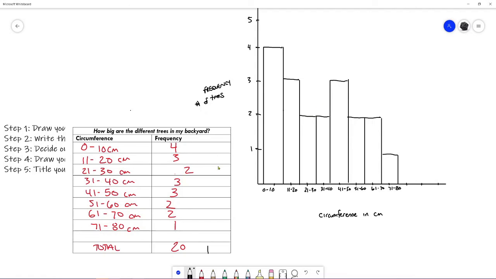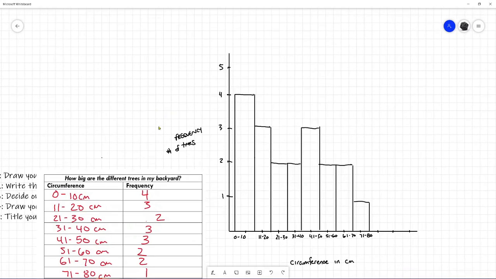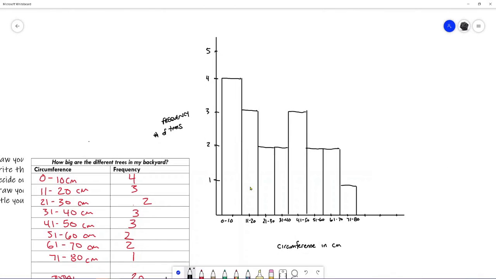So there you go. You can see all of my bars are roughly the exact same size. That's the goal. You want your bars in your histogram, just like your bar graph, to be the exact same size. And unlike a bar graph where they're all separate, a histogram, they're all connected. Okay? The last step for me to do is to name this graph, right? And I'm going to do so by writing that this graph is all about the circumference of different trees in my backyard. So again, when you're naming graphs, you're being very, very clear as to what these graphs are showing you.